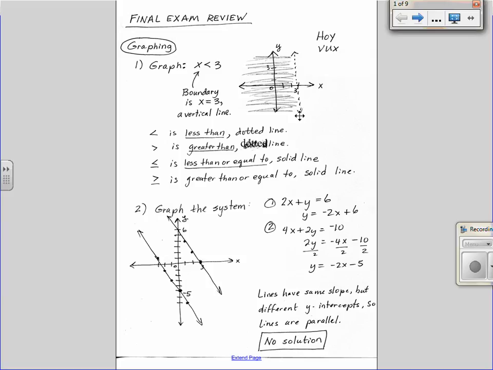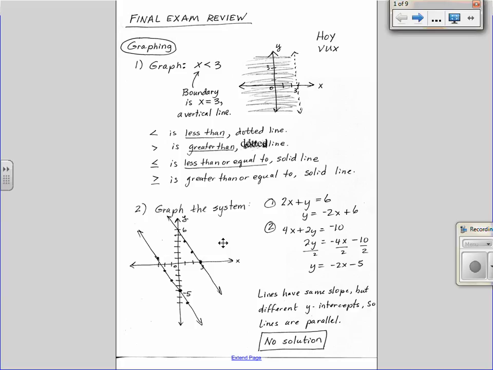If it's less than or greater than, it'll be a dotted line. If it's underlined, less than or equal to, greater than or equal to, those are solid lines. If that symbol is underlined, it's solid. So in this case, we need a dashed line, so that's what we have here. And then we want the location where the x's are less than 3. So go to the x-intercept here, and where are the x's less than 3? This direction. So that's why I've shaded all of this.